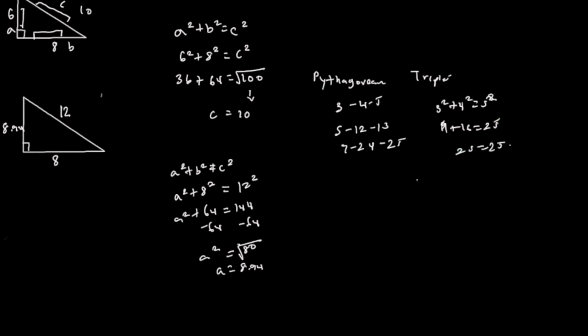Once again, let's recap. The formula is a squared plus b squared equals c squared. You're able to use that to solve for missing side lengths if it's a right triangle. And there's also something called Pythagorean triples, which are positive integers that can take the place of a, b, and c.